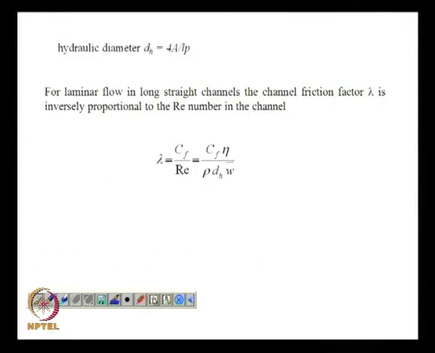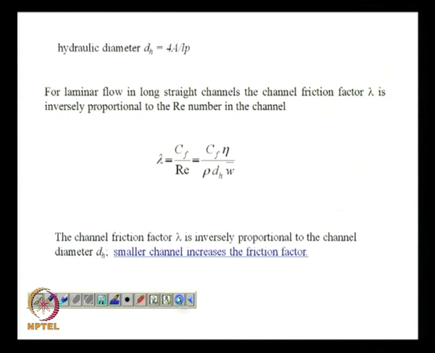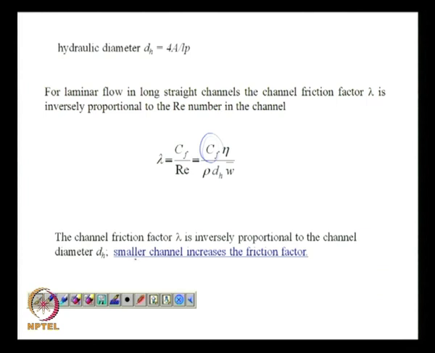Now, let us look at this value of the friction factor in terms of CF, the friction factor that we know, and here you would see that the channel friction factor is inversely proportional to the channel diameter, and this is the reason why you have substantially high pressure drop in microscale devices, since your dH influences the value of the friction factor to a great extent.